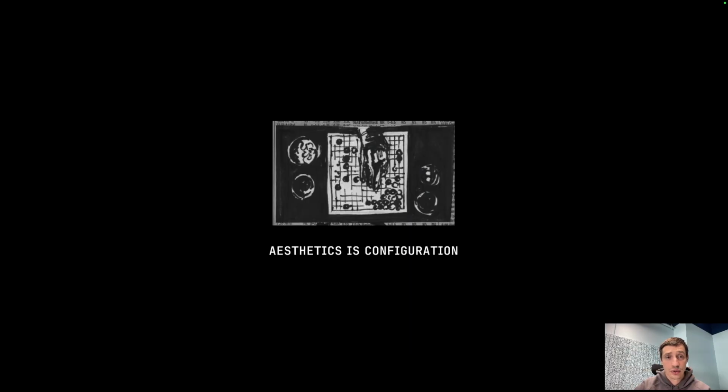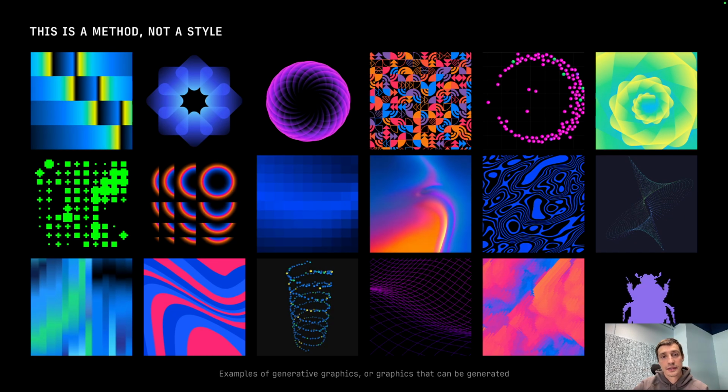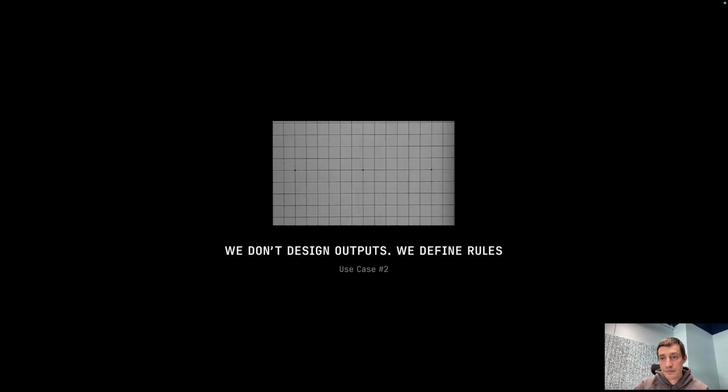Aesthetics can be understood as configuration, not a fixed look, but a chosen set of parameters. This approach is not tied to one aesthetic. It's not about gradients or particles, it's about a method. Different generators, different visual languages, same structural principle.